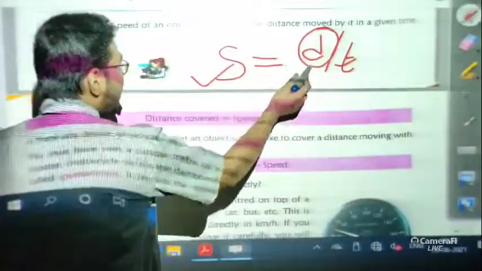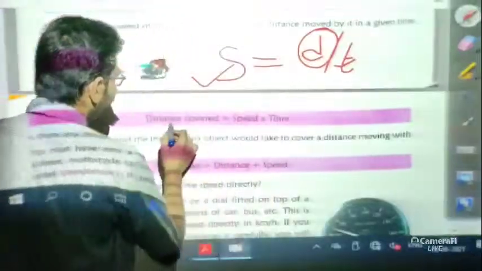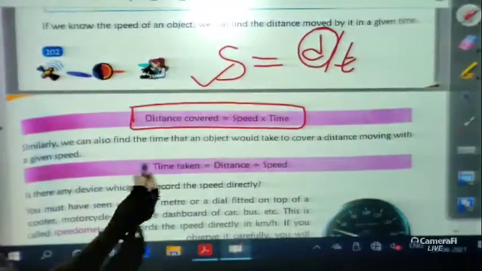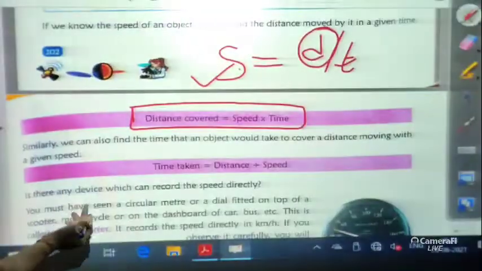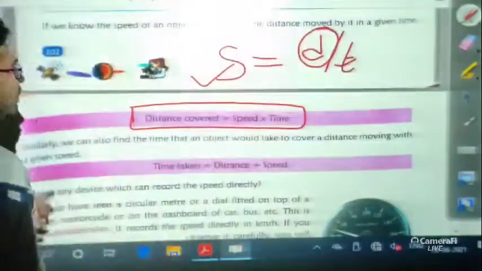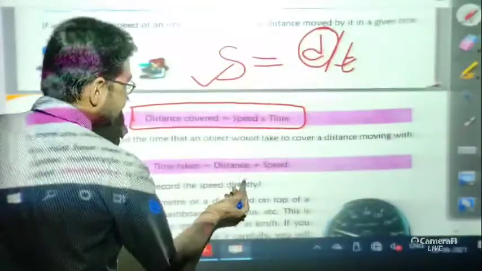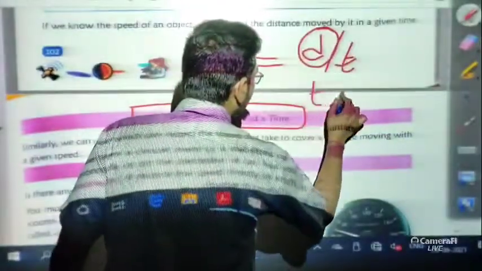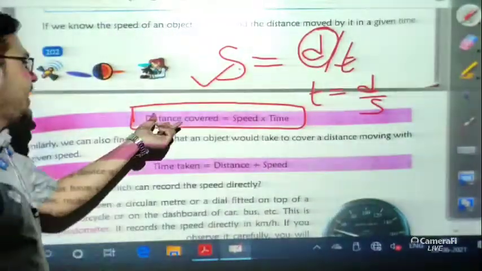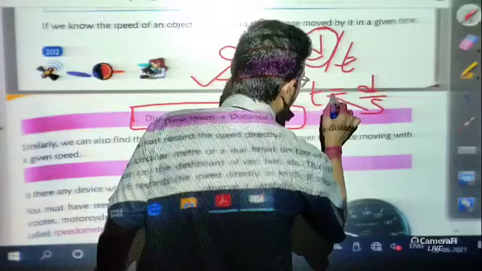So from this, if we just cross multiply it, we will get this formula: distance covered is equal to speed into time. This is also a formula, just cross multiply it. Similarly, if we want to find out the time of an object, then time will be distance divided by speed, that means d divided by s. And if we want to find the distance, just cross multiply it.